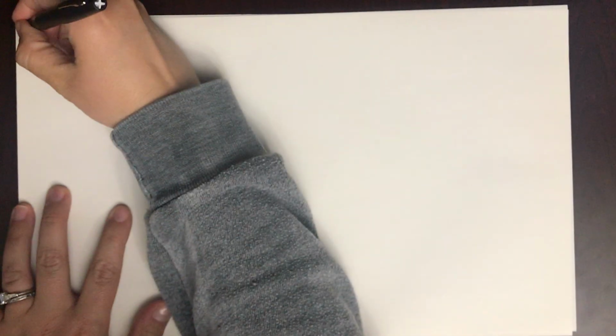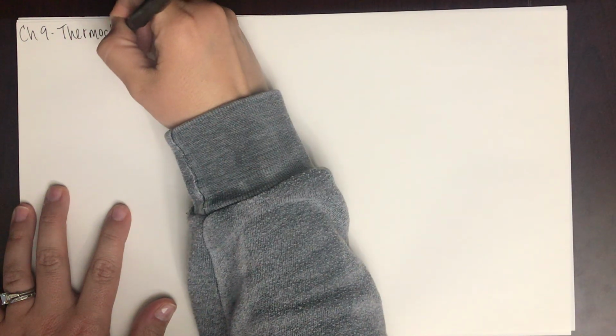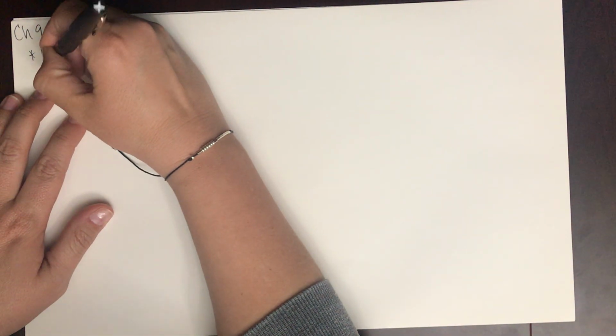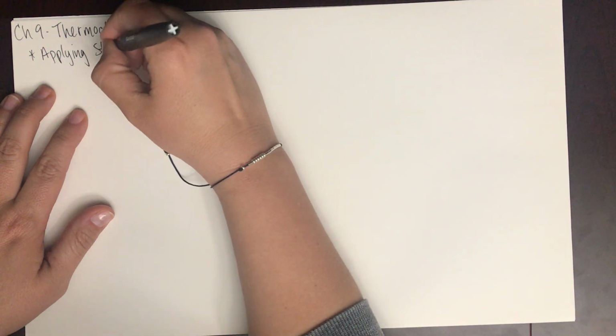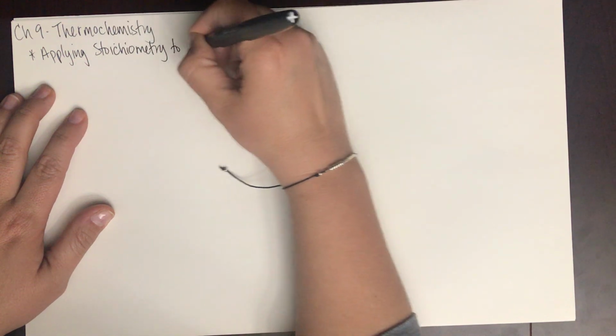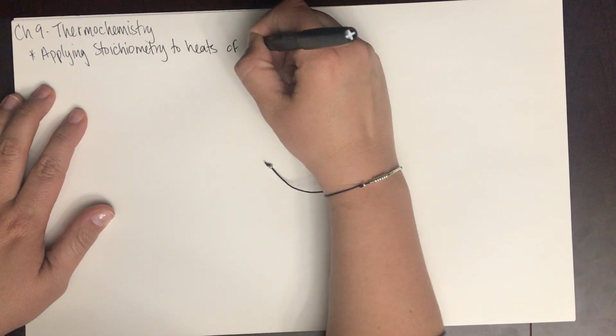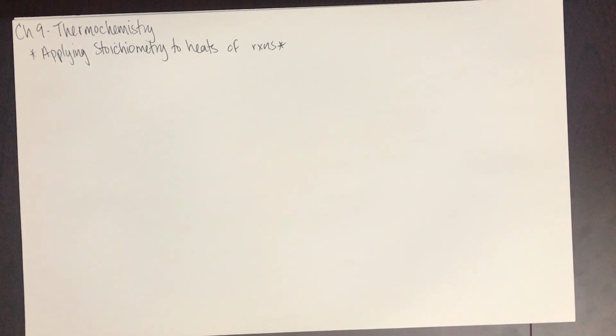Okay, so we are still in chapter 9, talking about thermochemistry. And we're going to look at a few more examples of thermochemistry, applying stoichiometry to heats of reactions. So, applying stoichiometry to heats of reactions.